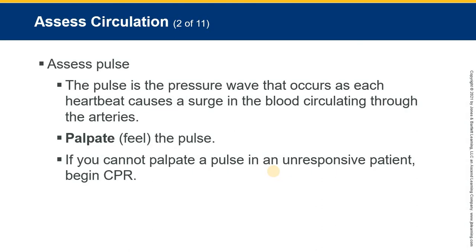And the C of ABCs is your pulse. So circulation, there's going to be a couple parts to this. Pulse is the main one. Your pulse is that wave of pressure from your systolic to your diastolic that occurs at each heartbeat, and it circulates your blood through those arteries. You're going to have to feel for this pulse, which we call palpation, or you palpate the pulse. If you can't feel one in an unresponsive patient, obviously go ahead and start.